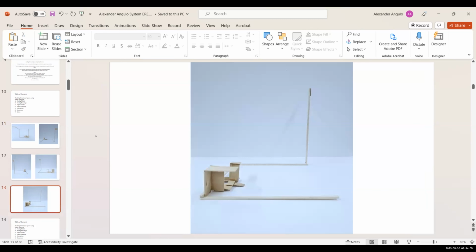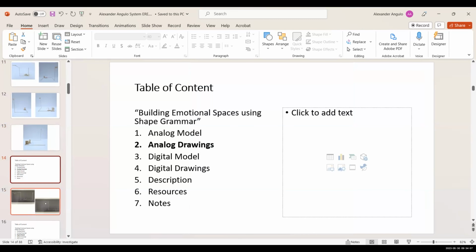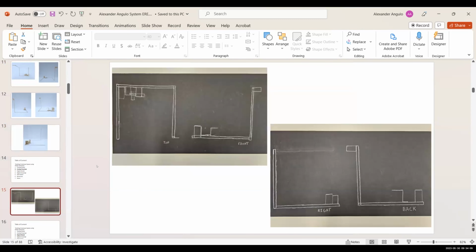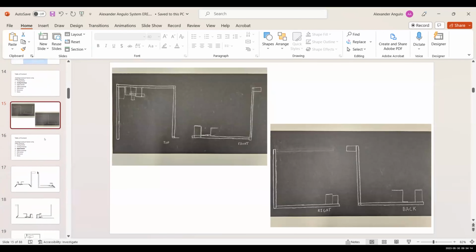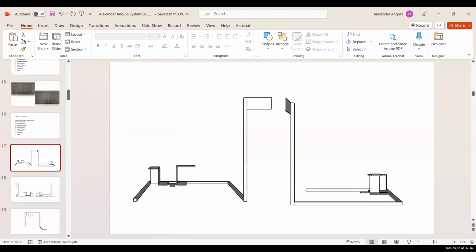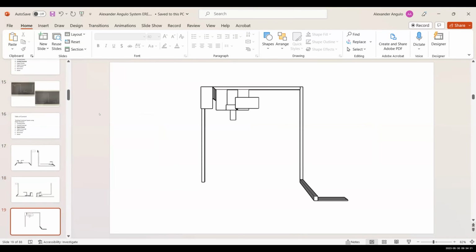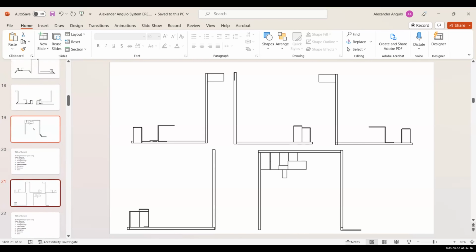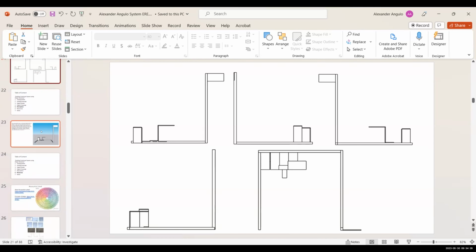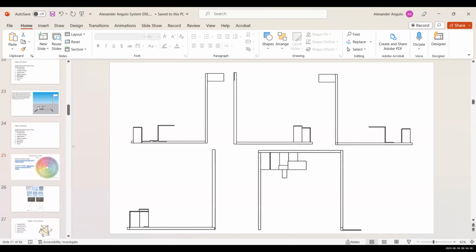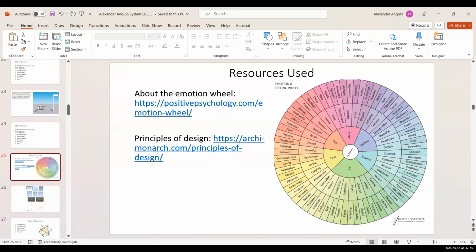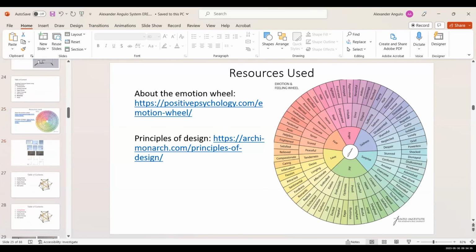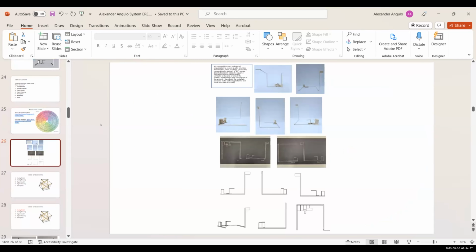Other angles. And then I also have analog drawings of it, which I did with a white pencil on black paper. I recreated it in SketchUp for my digital model. And then the digital drawings also from SketchUp. Here's the emotion wheel that I used and a couple of resources. And then the poster that I made for it.